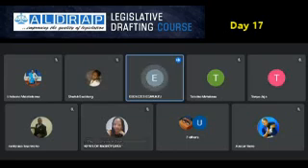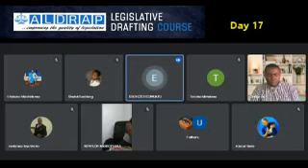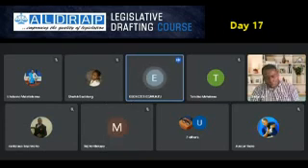Welcome to the 17th day of our 12-week legislative drafting course. Today's topic is the stages of the lawmaking/legislative process. It is a continuation of yesterday's lecture. It is very important for a legislative drafting lawyer to know all these steps within the lawmaking process, because failure to comply with any of these steps could nullify the legislation that is finally a product of the lawmaking process.